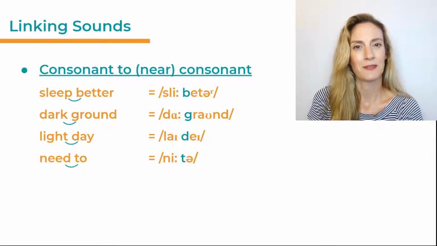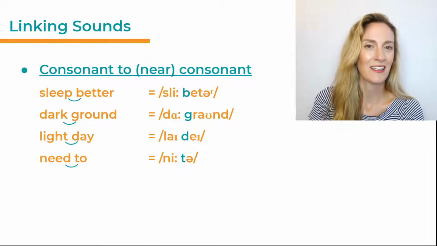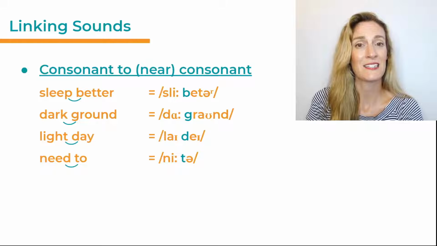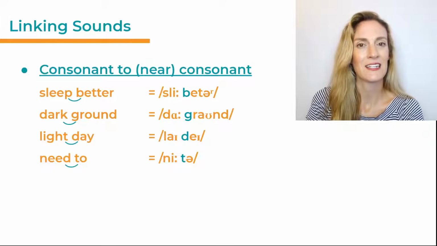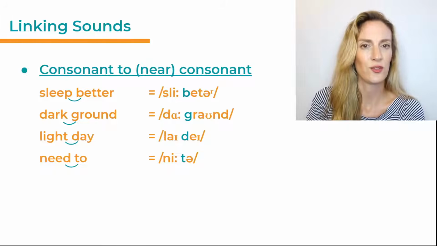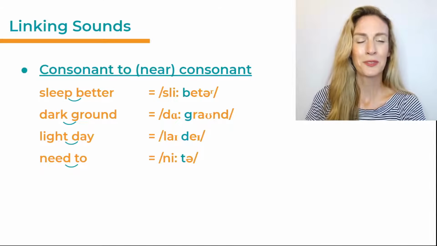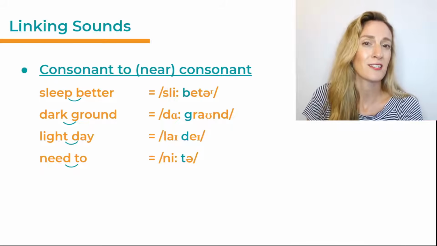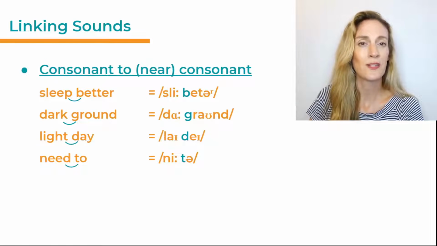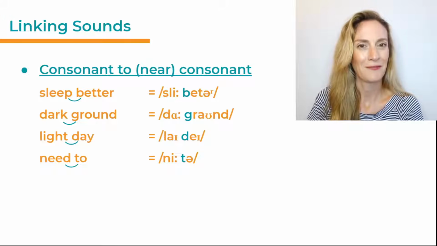And our last example, need to. Here we have it the other way around. So we have d first and t second, and the d from need is dropped, and we only say t. So need to becomes need to, and we link them together so that we can speak faster. And remember, it would be very slow for us if there was a little break in between those words. Instead, we link the sounds together, and it allows us to speak much faster and more fluently.